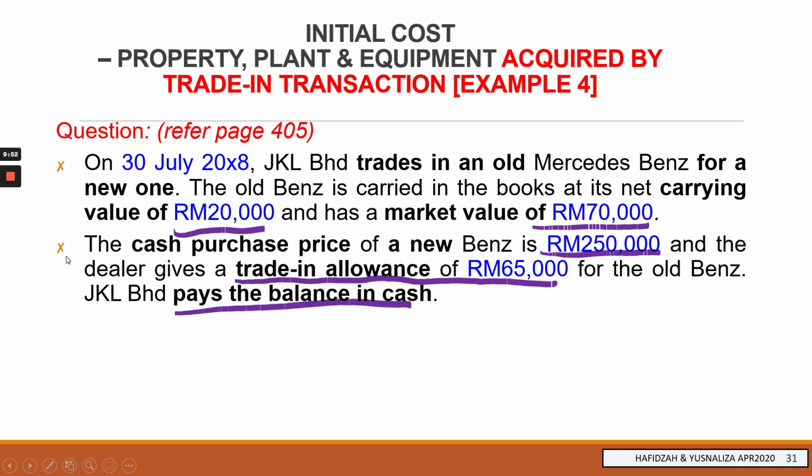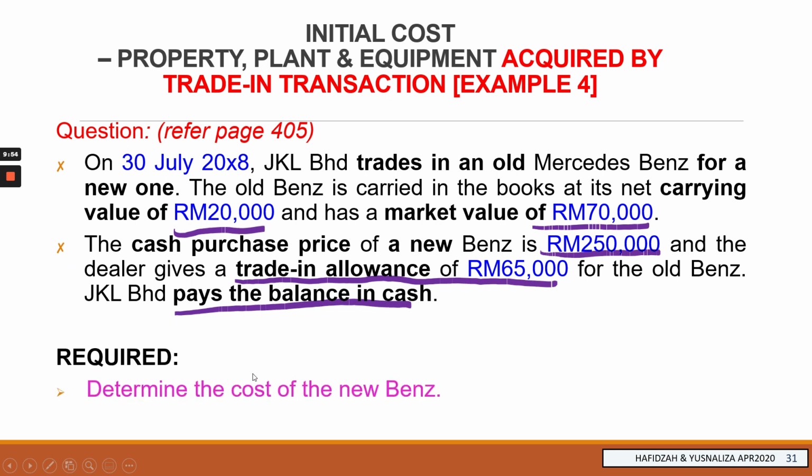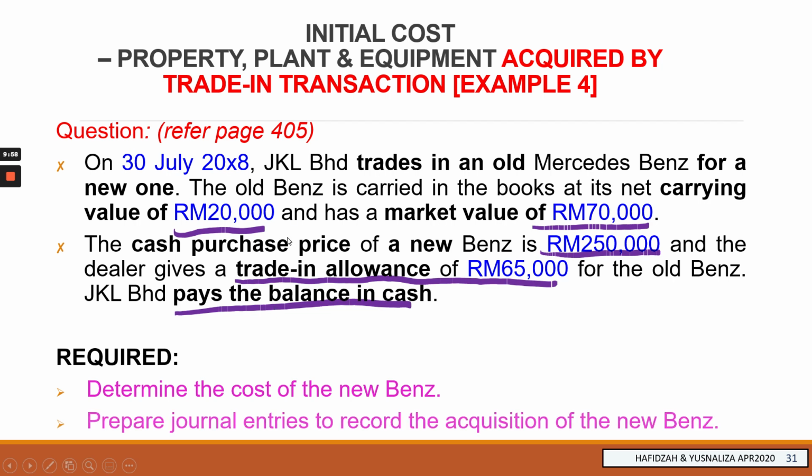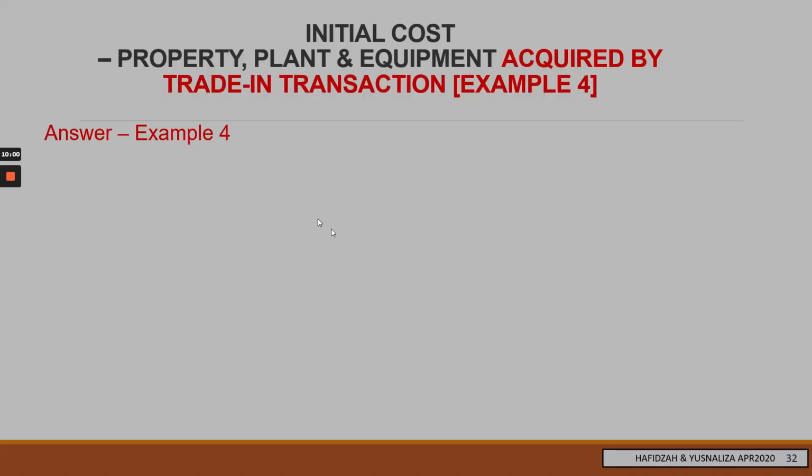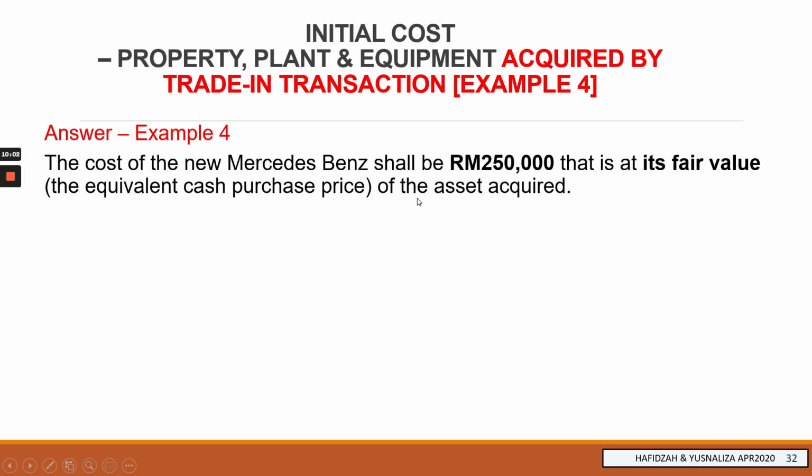Next, required: what is the cost of the new Mercedes-Benz? And also prepare the journal entries. So the cost of the new Mercedes-Benz shall be 250,000, which is the fair value, the market price, the equivalent cash price of the asset acquired.